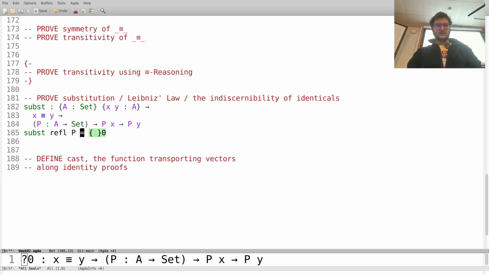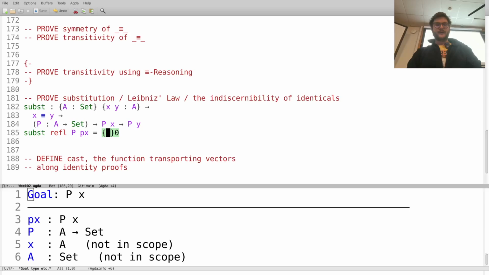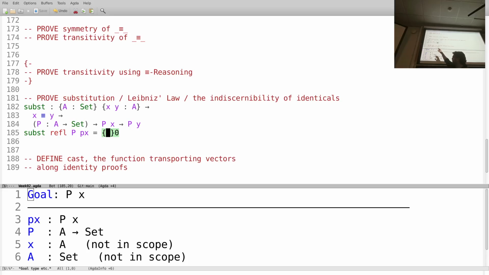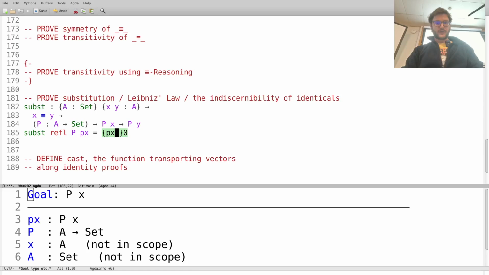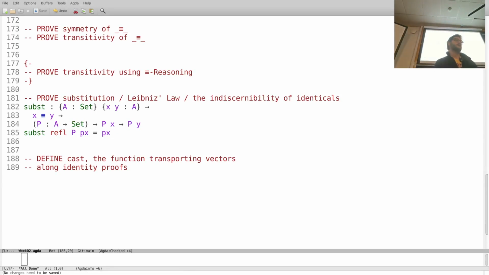And the implementation you may expect is really easy, because when we match on refl, X becomes Y, and so a proof of P of X literally becomes a proof of P of Y. So we can just reuse it and return it immediately.